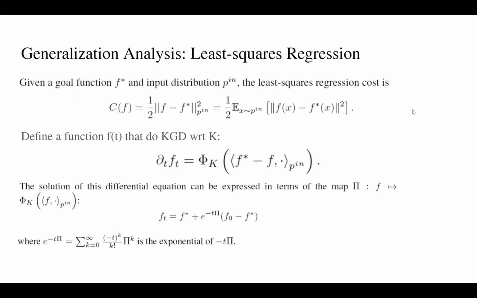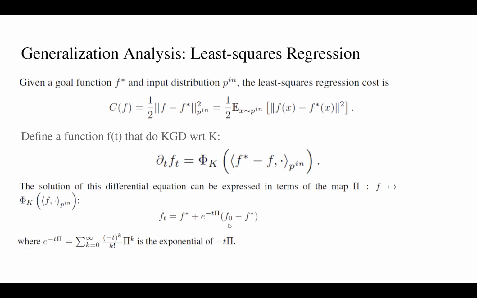convergence analysis part. Now let's go to the other aspect of the NTK, which is the generalization analysis. The paper conducts the analysis under the specific setting of the least squares regression problem. Given a goal function f star and input distribution p in, the least squares regression cost is defined as this one here. The key is that we can define a function f_t that does kernel gradient descent with respect to k as here. If we define f_t as here, then we can get the solution of this differential equation as the equation here.